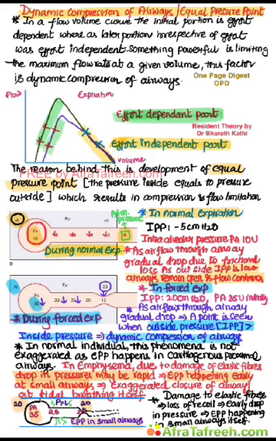This factor is referred to as dynamic compression of airways. The reason behind this is the development of an equal pressure point. The pressure inside the lumen of the airway and the pressure outside the lumen were the same, which was resulting in compression and airflow limitation.